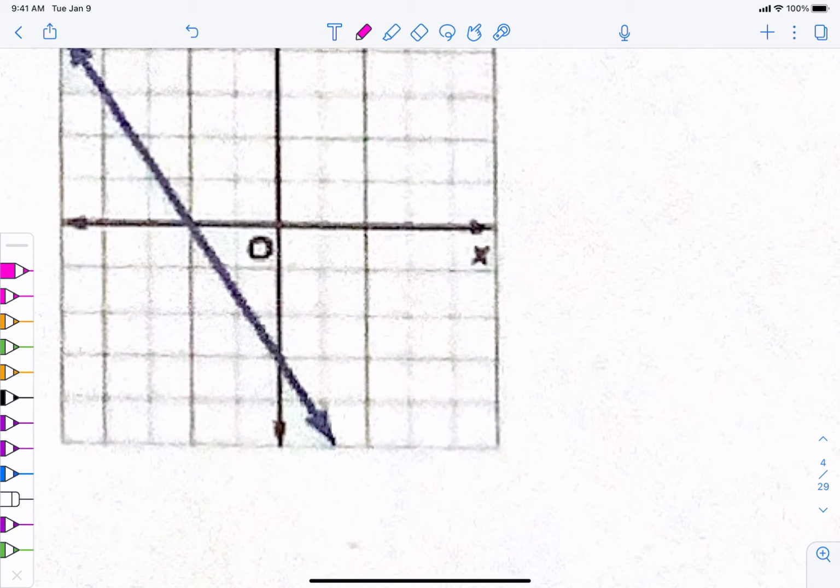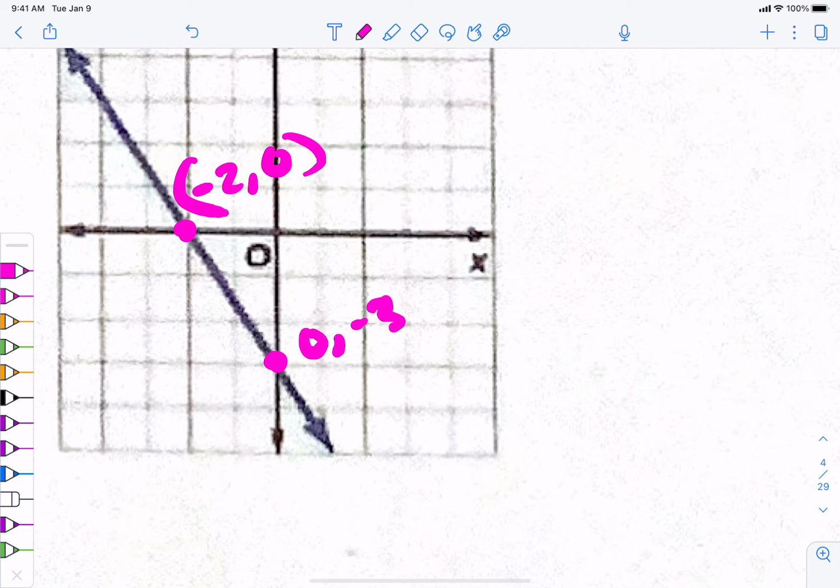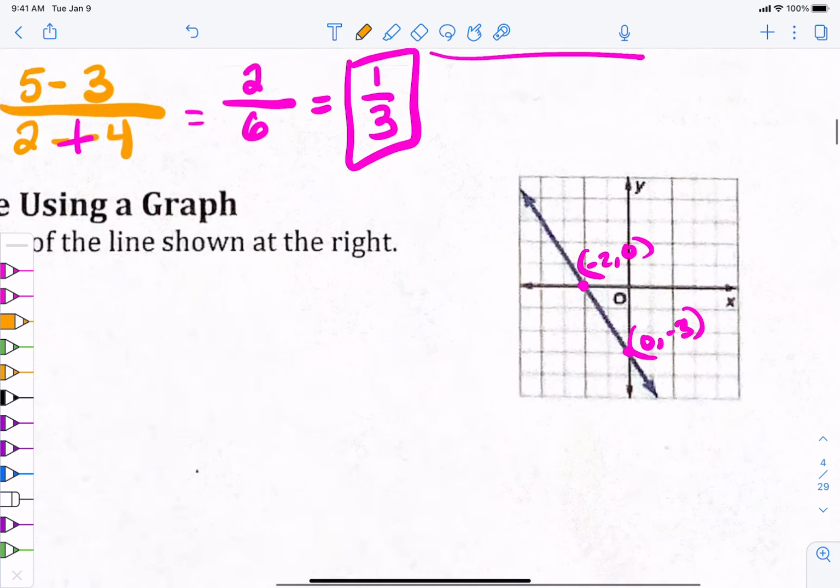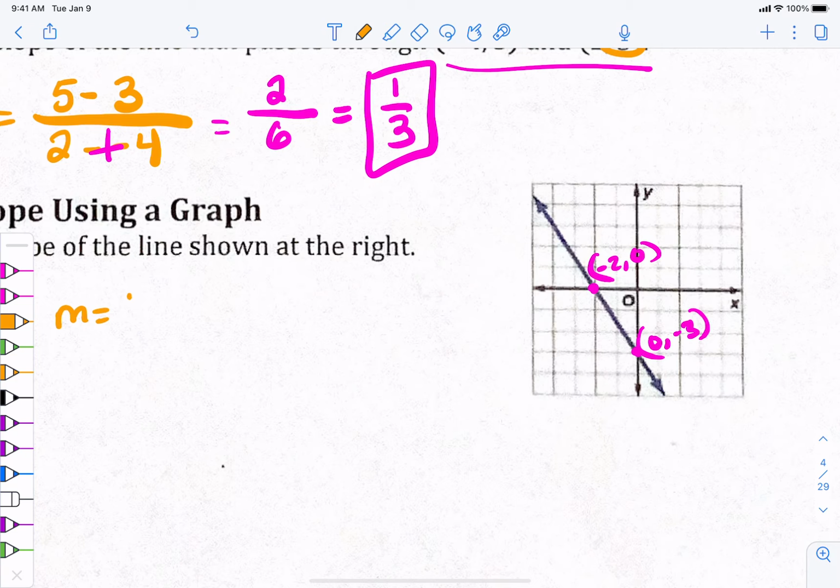Give me a point. -2, comma 0. You see that point right there? Okay, let's mark it. Where else? 0, -3. That's a really good spot. Then, using those 2 points, we could plug them into the y2 minus y1 over x2 minus x1. Or we can just look at the rise over the run, right? M is rise over run. And since I already have it mapped out, I can just look at rise over run.